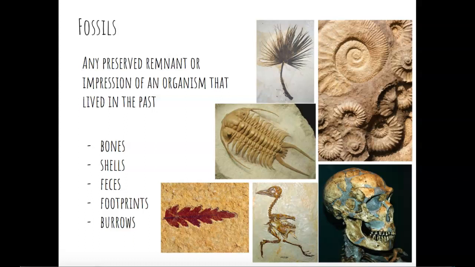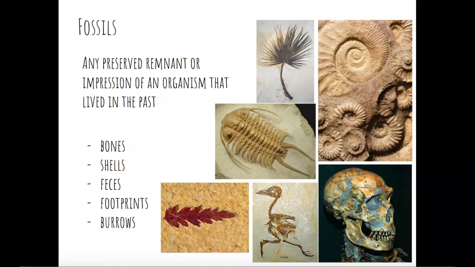One of the most important things that we use to be able to learn more about early life on Earth are fossils. A fossil is any preserved remnant or impression of an organism that lived in the past. Common fossils include bones, shells, feces, footprints, or burrows. Fossils can be an actual part of an organism that used to be alive, such as a bone or a shell that has accumulated calcium over time and hardened into rock. Or it can be something like a footprint that through sort of the same processes becomes part of that rock structure.